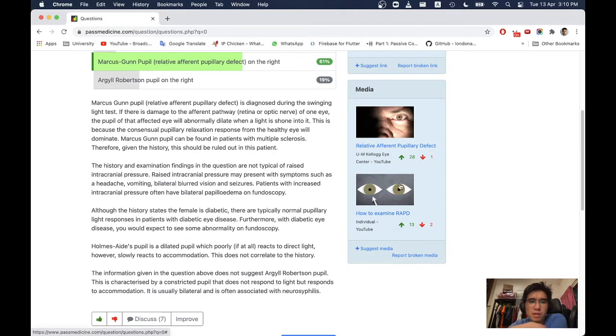Marcus Gunn pupil, relative afferent pupillary defect, is diagnosed during the swinging light test if there is damage to the afferent pathway, retinal or optic nerve, of one eye. The pupil of the affected eye will normally dilate when the light is shone into it. This is because the consensual pupillary relaxation response from the healthy eye will dominate. Marcus Gunn pupil can be found in patients with multiple sclerosis. Therefore, given the history, this should be ruled out in this patient.